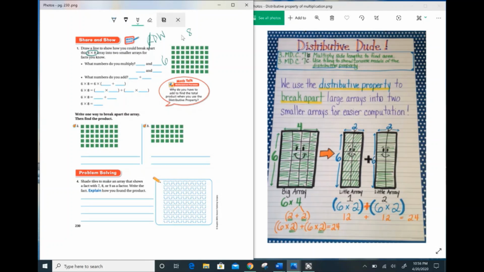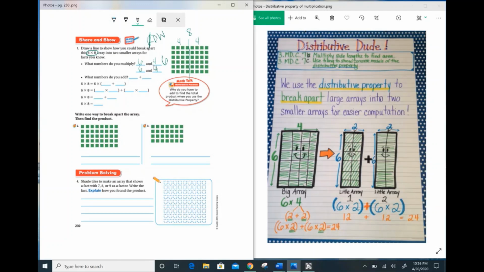Now how can we separate? What 2 numbers add up to 8? I know if I add 4 and 4, that equals 8. So maybe I could do 1, 2, 3, 4, and 1, 2, 3, 4. So maybe I could do 6 and 4 and 6 and 4.